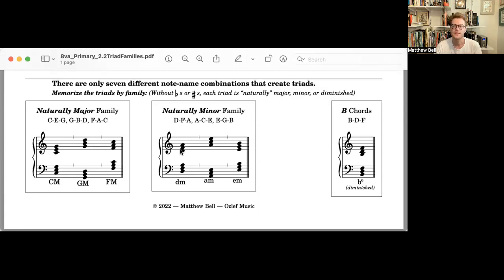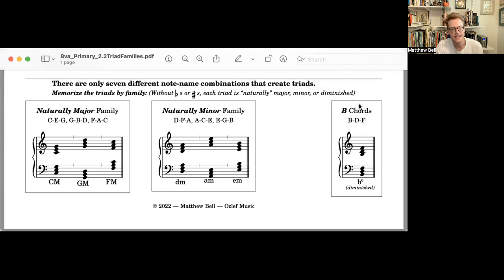And again, I'm just focusing on the idea behind this is the letter name combinations of notes. We'll modify those later with flats and sharps and see how they act. But there are 3 natural triads that are major and 3 natural triads that are minor.